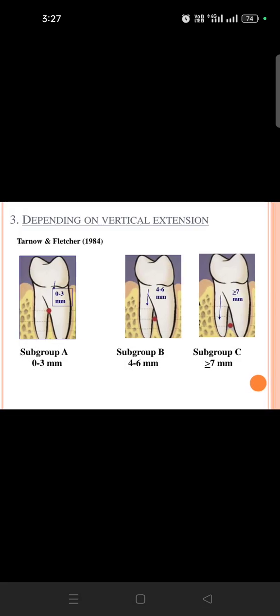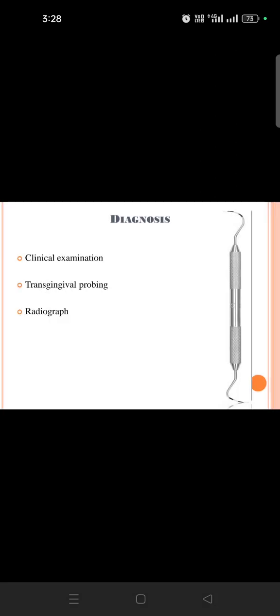Next is the classification depending on vertical extension, given by Tarnow and Fletcher in the year 1984. Here, for vertical extension, subgroup A is 0 to 3 mm of involvement, subgroup B is 4 to 6 mm of involvement, and subgroup C is more than 7 mm of involvement.